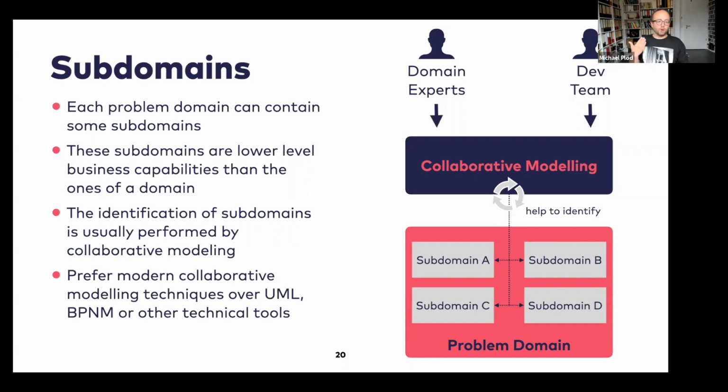However, I would always prefer modern collaborative modeling techniques over UML, BPMN, sorry about the typo on the slide, or other technical tools for that. And we want to iterate over those things. Your first draft will not be your perfect draft. However, please do not go ahead and iterate endlessly in that loop. Sometimes you need to go ahead and verify your results and verify your assumptions by writing code.